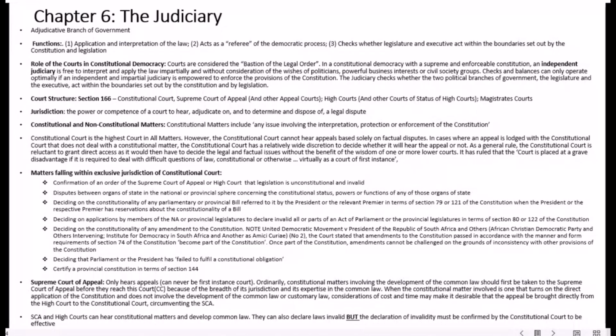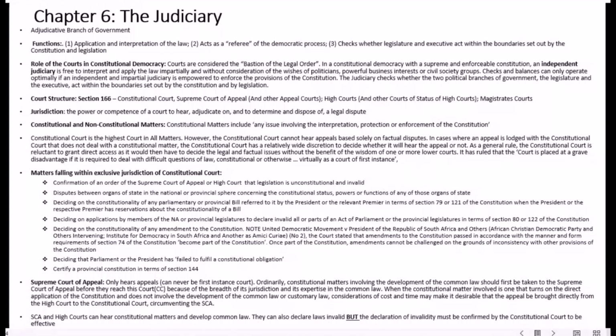And then the court structure, colleagues, this is provided for in section 166 of the Constitution, where we've got the Constitutional Court, the Supreme Court of Appeal, and other appeal courts. There's two others, the Competition Appeal Court as well as the Labor Appeal Court. And then we've got high courts and other courts of the status of high courts, as well as magistrate courts.